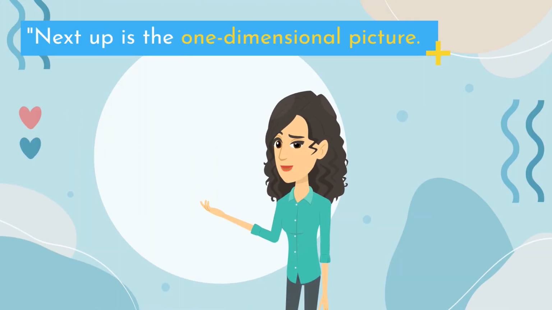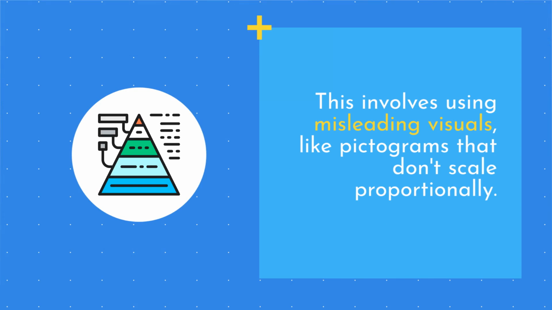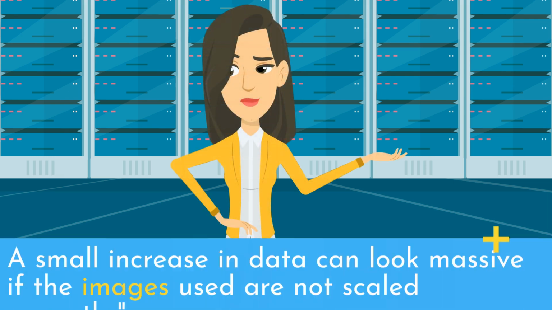Next up is the one-dimensional picture. This involves using misleading visuals, like pictograms that don't scale proportionally. A small increase in data can look massive if the images used are not scaled correctly.